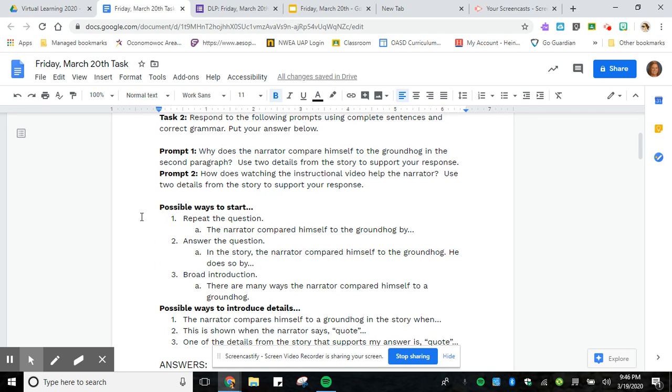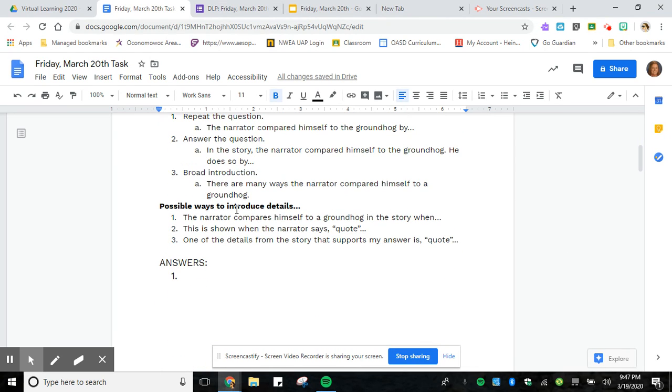So I've given you some possible ways that you could start your answer. So you can repeat the question. The narrator compared himself to the groundhog by. You can answer the question in the story. The narrator compared himself to the groundhog. He does so by. Or you can do a broad introduction, which is there are many ways the narrator compared himself to a groundhog. Then you would talk about your evidence that would be included in that.